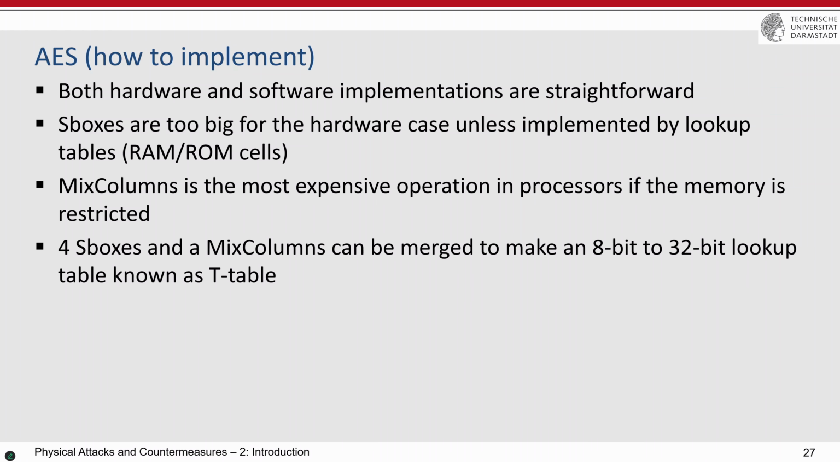But every 4 SPOCs and a mixed column can also be merged into a larger table. I mean, 20 years ago, after AES was deployed, people tried to implement it in a better, more efficient way, and the processors also became larger. That means more memory, more lookup tables were inside, and you could actually merge each 4 SPOCs and 1 mixed column into a larger lookup table, 8-bit to 32-bit, plus some XOR operations. And this is known as a T-table based implementation.